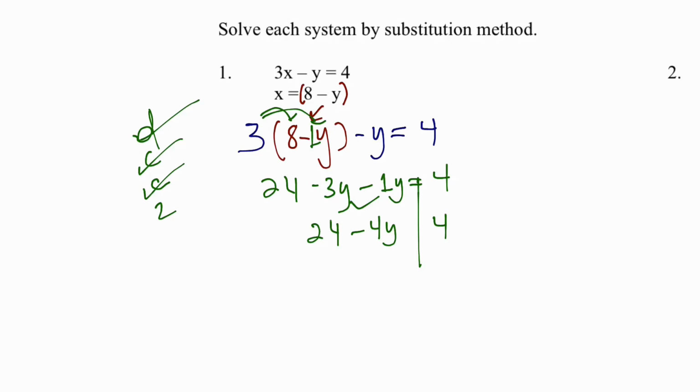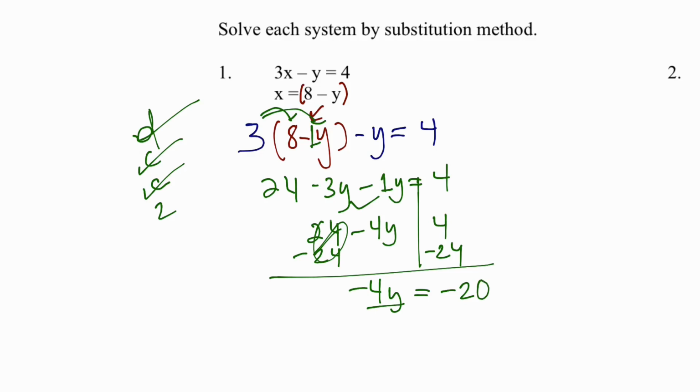So now let's do my 2-step equation, which means I need to get rid of the 24 first. That leaves me with negative 4y equals a negative 20. Now I divide both sides by the negative 4, make sure it's negative 4. Negative 20 divided by negative 4, negative and negative gives me positive, and 20 divided by 4 gives me 5. So y equals 5.